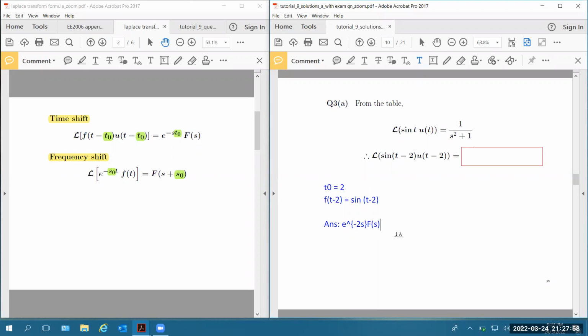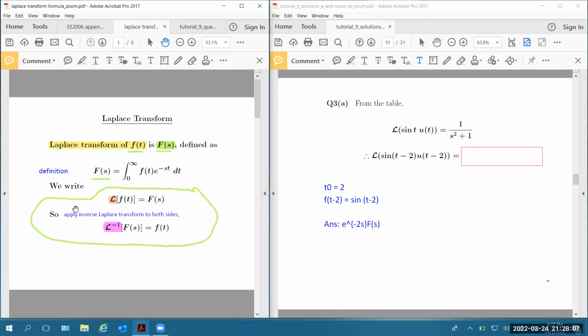You cannot just write like that, fs. You must write down what is fs. Okay, now what is fs then? Now actually, what is fs is I see the relationship between fs and ft, right? You find that fs is what? Oh, Laplace transform of ft.